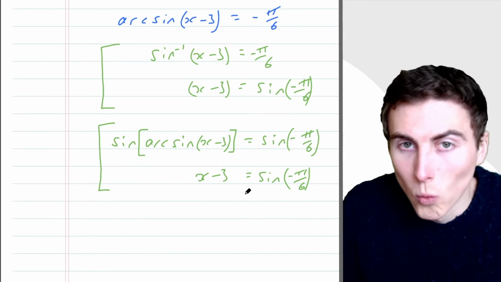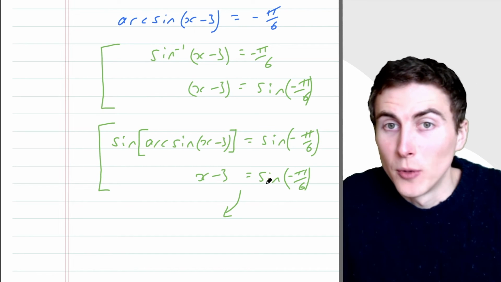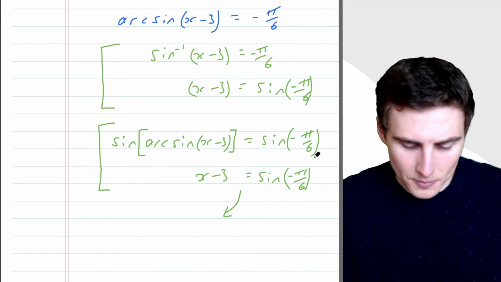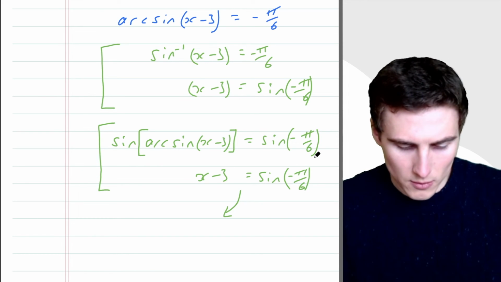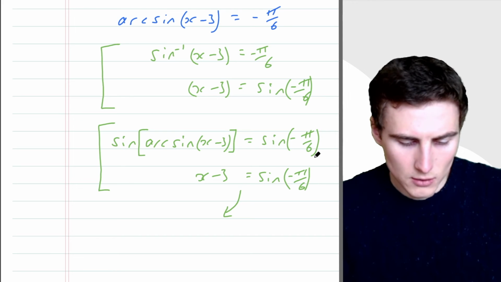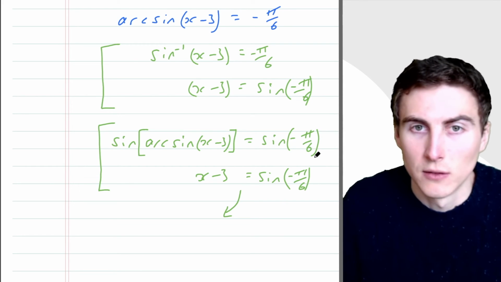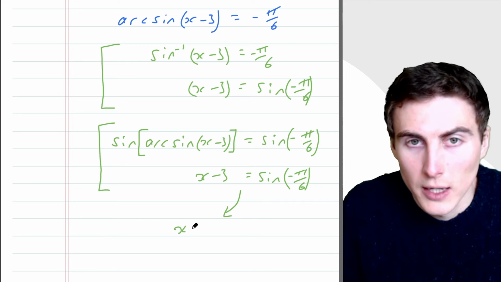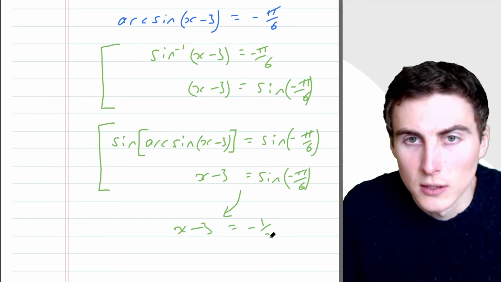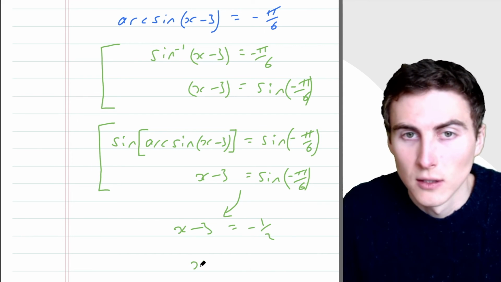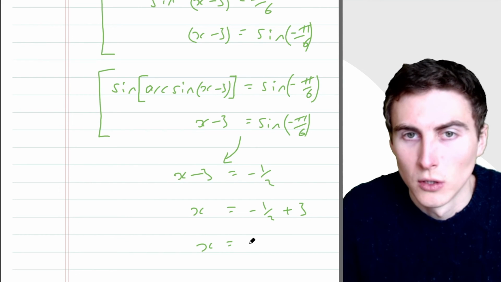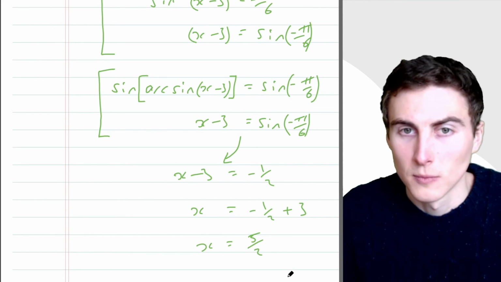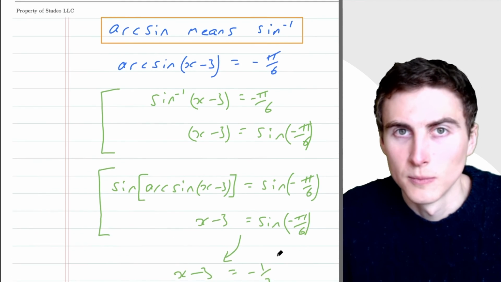So once we have this, we just need to put this into our calculator. So you want to grab your calculator, make sure it's in radians, and do sine of minus pi over 6, which is -1/2. So I can then write x minus 3 equals -1/2, and I rearrange that. So x is -1/2 plus 3, which is basically 2.5 or 5 over 2. So x equals 5 over 2. And that's our solution.